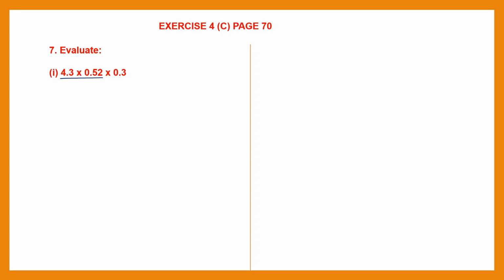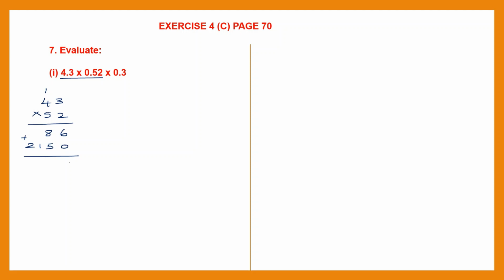We ignore the point and we multiply. So what do we have? 43 into 52. We're going to ignore the decimal point in the beginning. Later we will put them back. Now 2 3s are 6, 2 4s are 8. Second step, 5 3s are 15, carry 1, 5 4s are 20 plus 1 is 21. So let's add up these two.